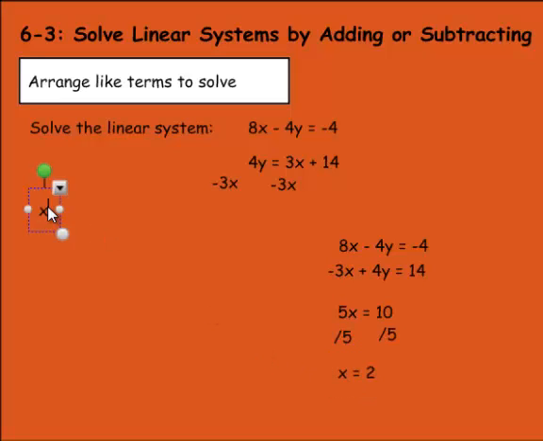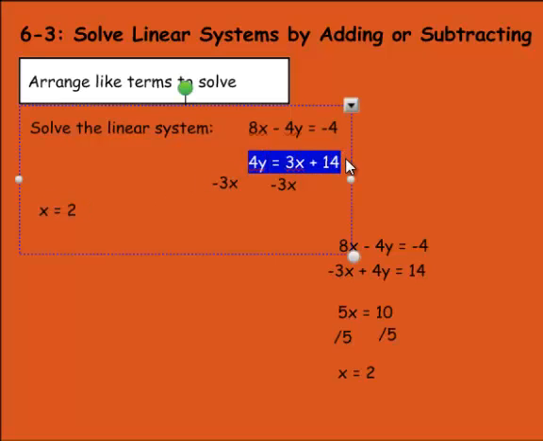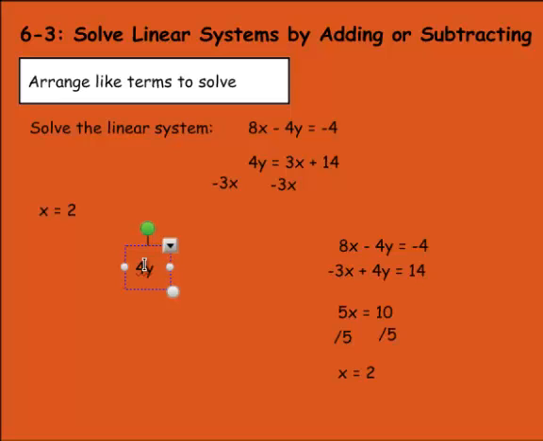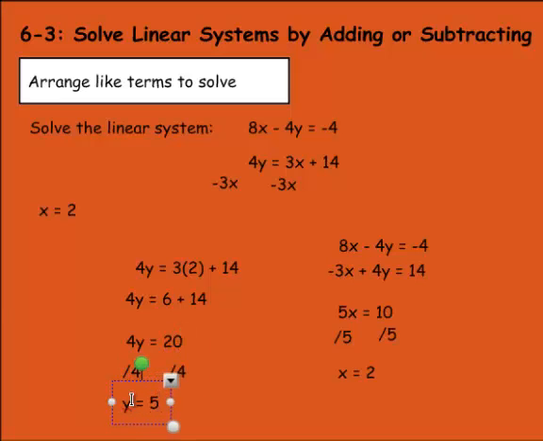So now that I know that x equals 2, I can plug in that 2 for x. Let's use the one without the negatives again. So we would have 4y equals 3 times 2, because x is 2, plus 14. So 4y equals 6 plus 14. 4y equals 20. Divide both sides by 4. So therefore y equals 5. So x equals 2, y equals 5. And if I write this as a coordinate point, it would be 2 and 5. And that would be the answer to this system.